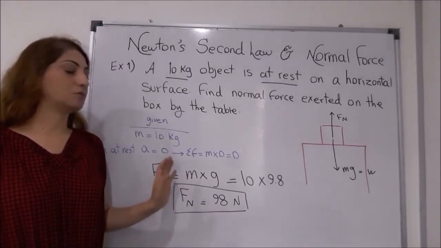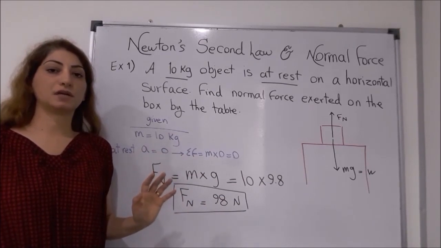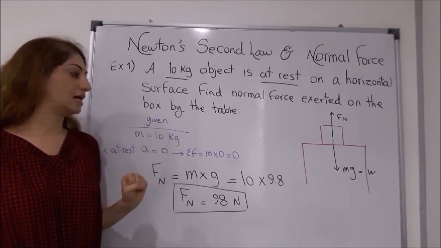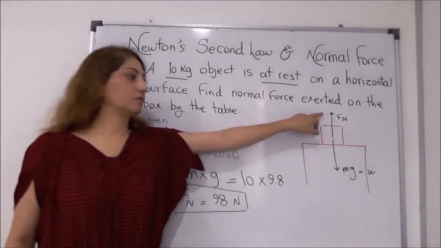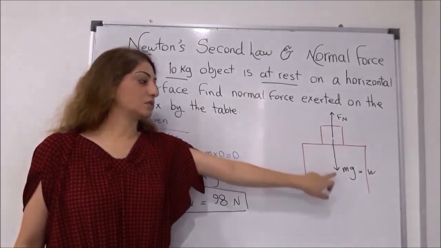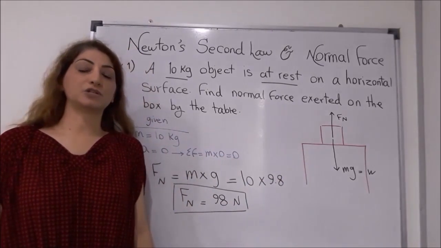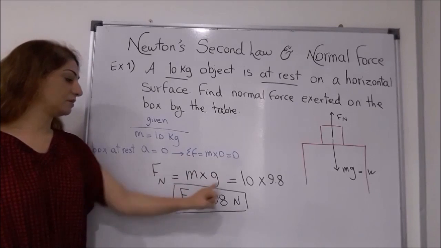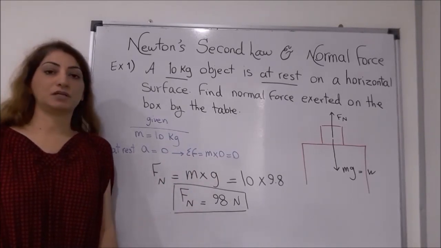So if the object is at rest, the total force exerted on the object would be zero, because there is no net force and there is no acceleration. If you want to find the normal force, you should know that the normal force and the weight of the object both work in opposite directions, but they have the same size.